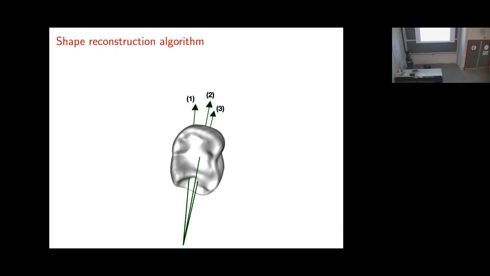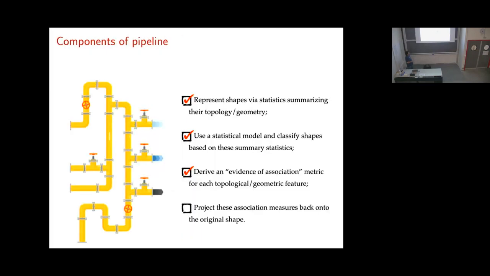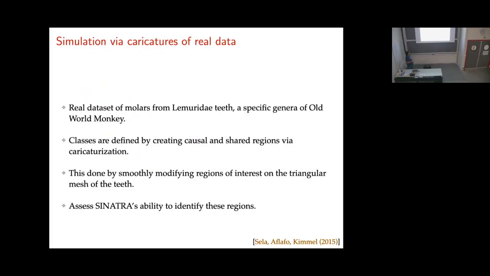Pictorially, what we're really doing is taking these cones. We know the heights, and we're taking the intersection of all of them. Okay.